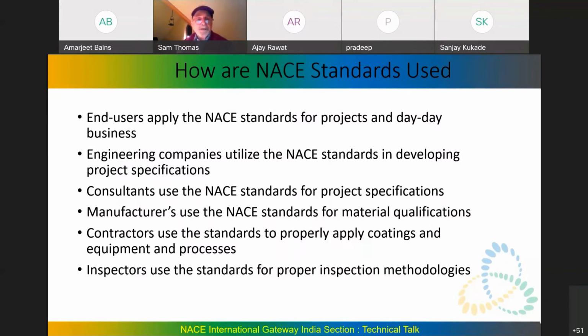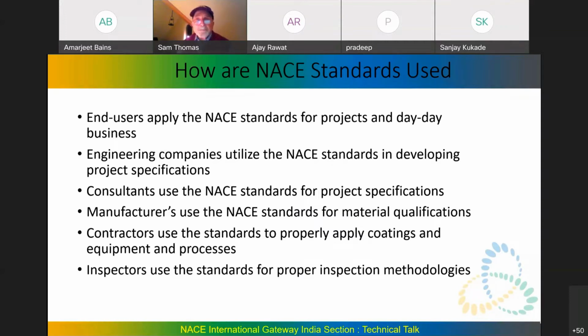The manufacturers use the standard for material qualification. If you're trying to approve a particular coating material, you would generally look at the specifications of the end user and say, do you meet it? So it becomes a double-edged sword. The manufacturer is developing the standard, but he also has to be on the other side of saying, does my material meet the project specifications or the end user specifications? So they're heavily using this standard to ensure that their material will comply with the project specifications.